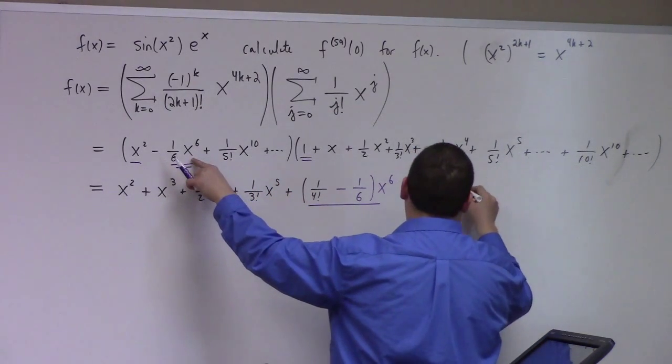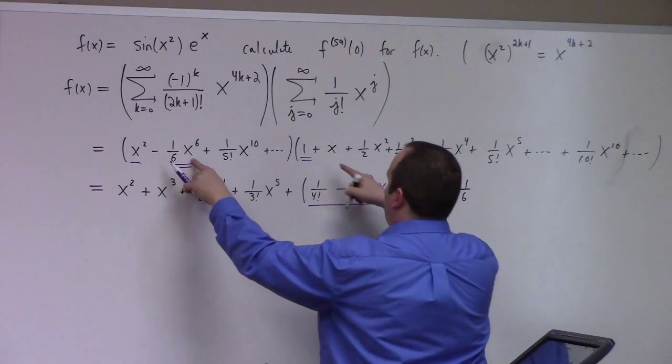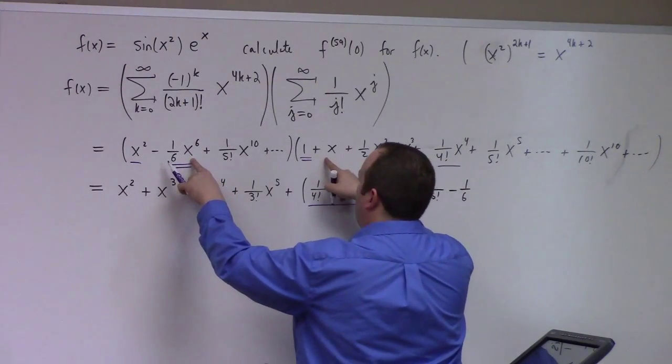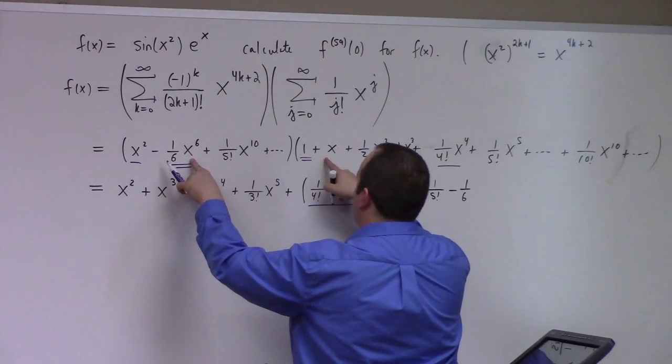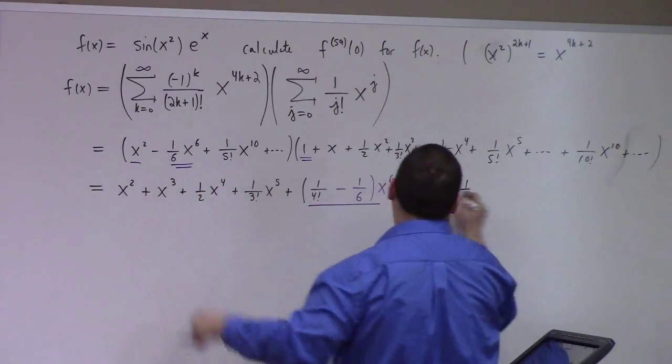Minus 1/6 from this times this. Is there any other way to get 7? No, so that's it.